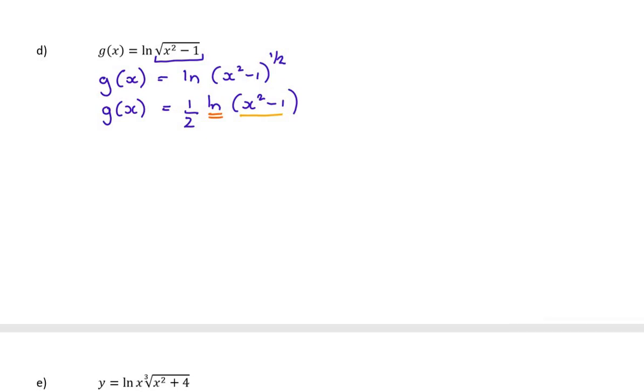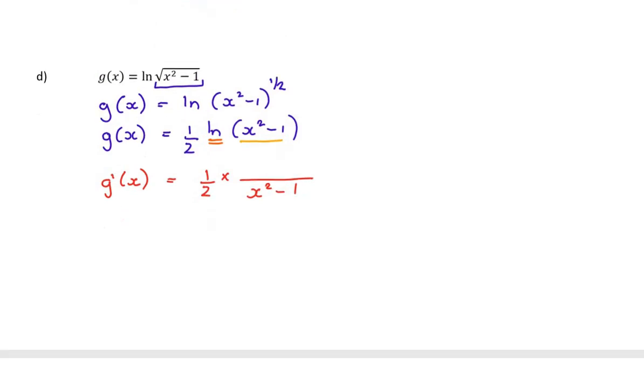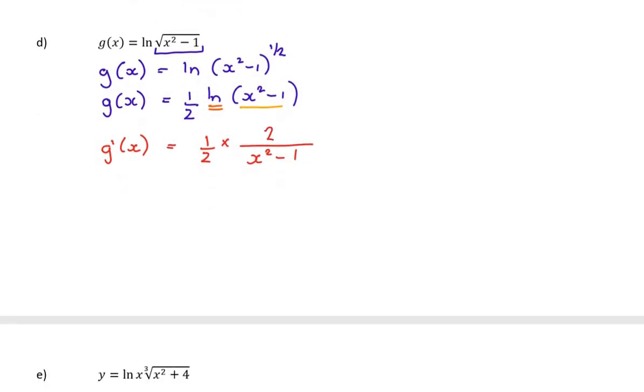So finally, I can say g dash x. Remember, the half is just a coefficient, so it stays around, so it's a half, multiplied by the derivative of ln, which is 1 over whatever you are linning, if that's a word, and the derivative of the inside function is 2x. And now I can do a little bit of simplifying here, because my 2 on the top and 2 on the bottom can cancel, and so I get x over x squared minus 1. So again, another log law helping us out there.